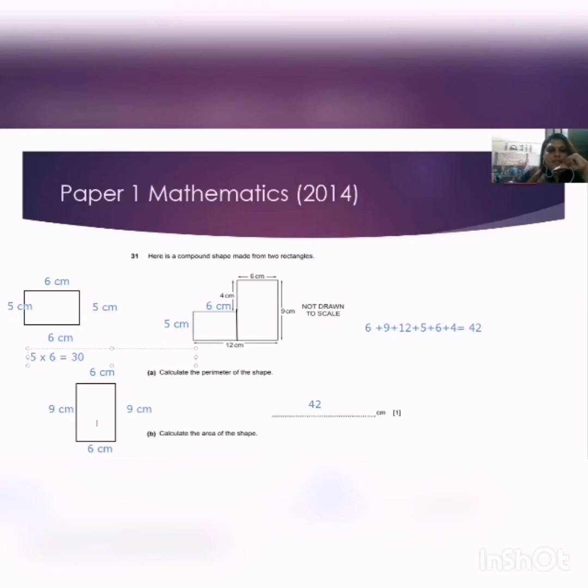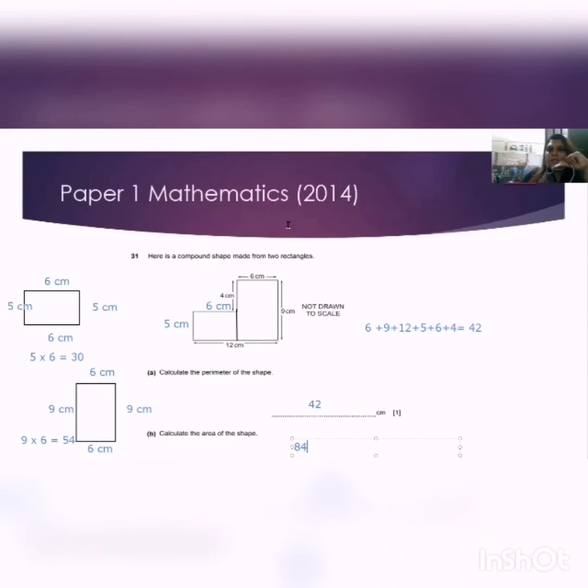Okay, and then let's look at this. This is the height and this is the width. So we're going to multiply 9 by 6. 9 times 6 is 54. Now we have to add both of these. 54 plus 30 is 84. Therefore, the area of the shape is 84.